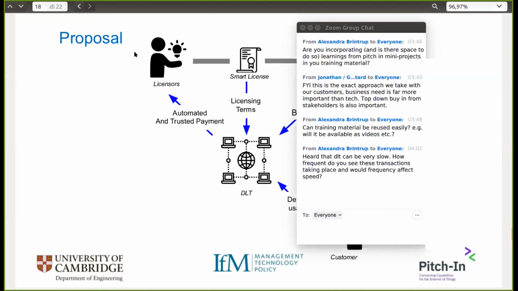Sorry, I don't know whether I missed something, but who's going to own the blockchain? Okay. Yeah, sorry, so it's my fault. I tried to give a very high bird view, let's say. So the blockchain is not owned by anyone. It's rather maintained by some entities.